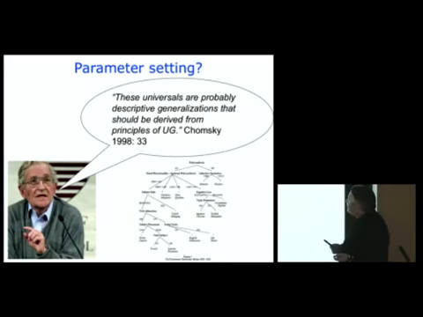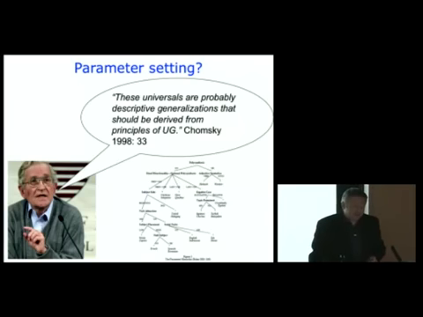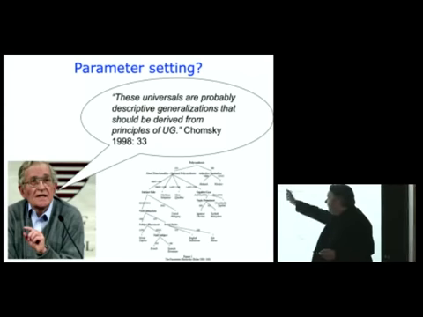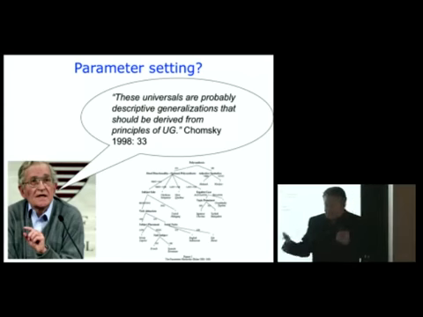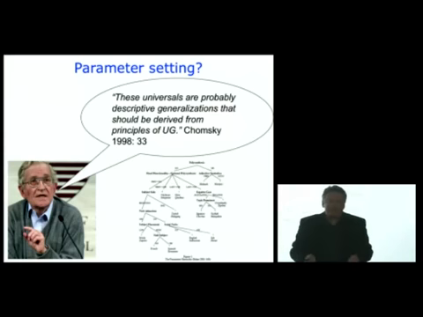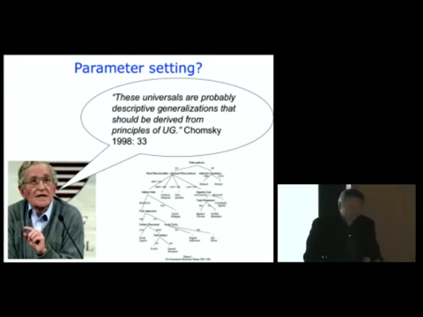And he then goes on to say, these universals are probably descriptive generalizations that should be derived from principles of universal grammar. And here you can see Baker's account, an attempt to use a principles and parameters type model to account for these descriptive generalizations in word order.